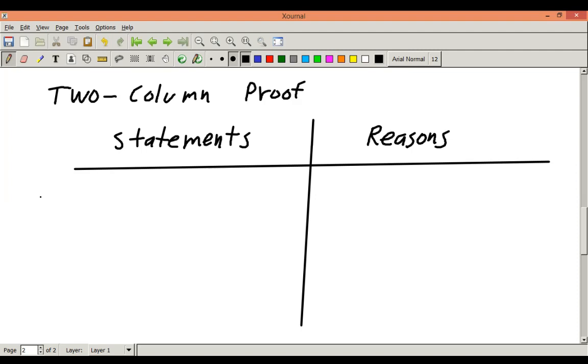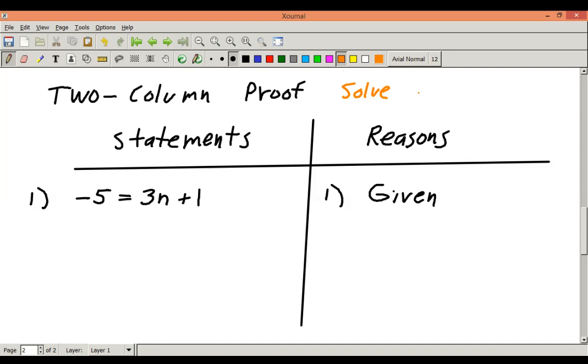So we're going to do some algebra here. The first statement is -5 equals 3n plus 1. What's the reason for that? Well, it's given. Normally, your first reason in any proof is going to be given. Okay, now we're going to solve for n. That's our job, is to solve this for n, and give reasons every step of the way.